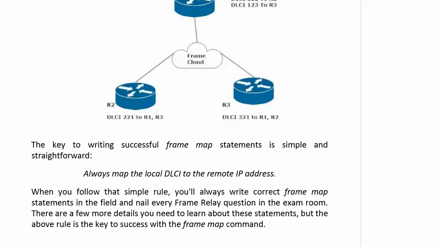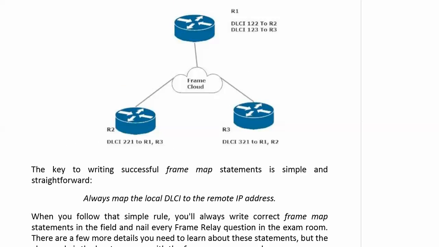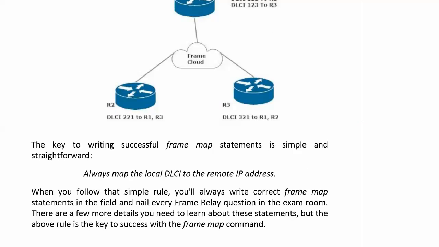You know, they could show you seven frame map statements all next to each other on the screen and say, which ones of these are right. And you can eliminate some immediately if you see that it's using a remote router DLCI. Like here on router 2, if you saw frame map statements on router 2 that mentioned DLCIs 122 and 123, wrong right there, because all of your frame map statements on R2 at this point would have to refer to DLCI 221. Always map the local DLCI to the remote IP address.